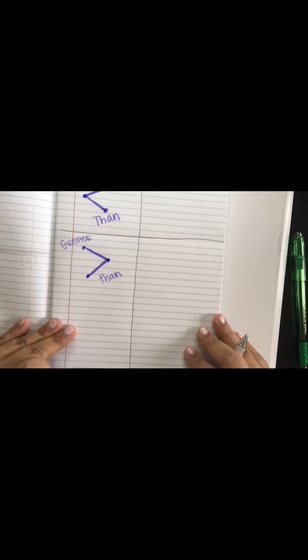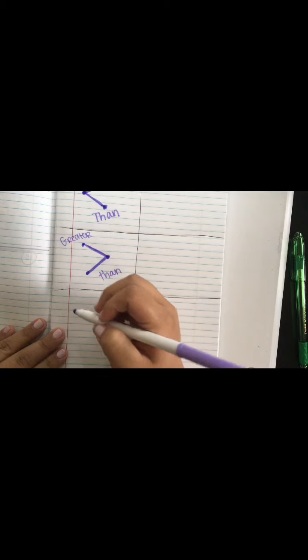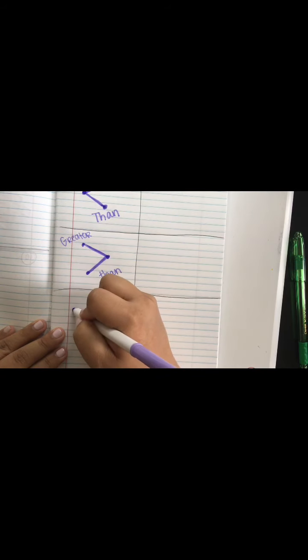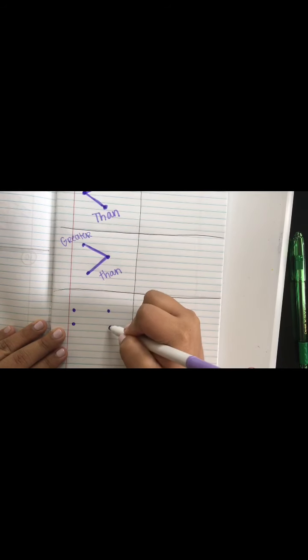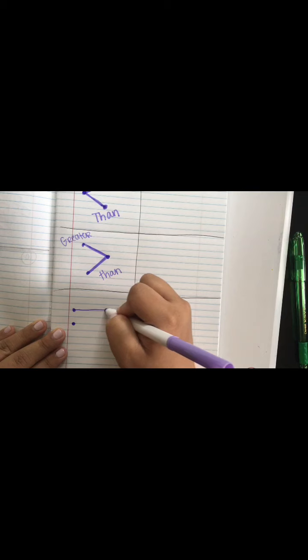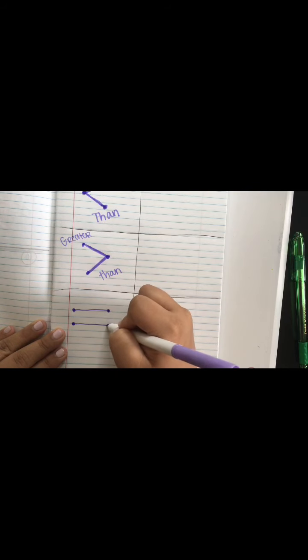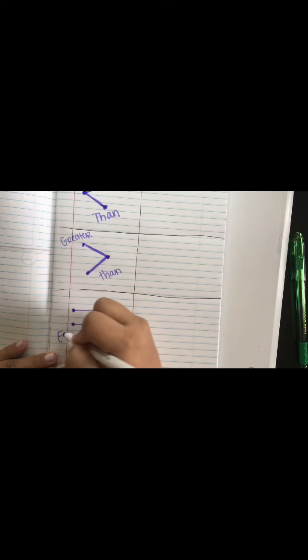And then lastly, we have our equal to. Now, equal to, if we remember, equal means that they are the same number. One is not less or more. So they both get 2 dots on each side. And this is equal to.